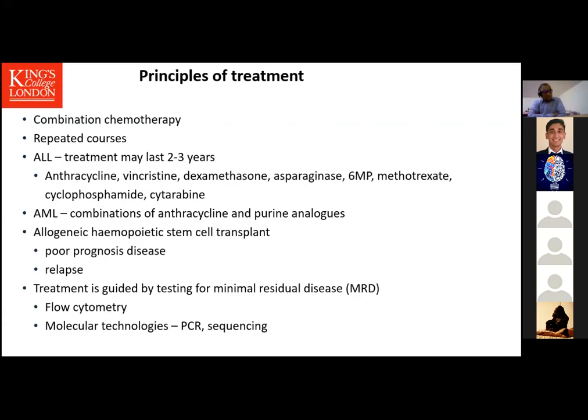It's a combination of anthracycline and purine analogs like doxorubicin and fludarabine. And then the mainstay of the treatment is allogeneic transplantation, because the prognosis generally is poor. It's a poor prognostic disease, and it does have frequent relapses, unless you do a bone marrow transplantation. We have talked about treatment and MRD testing, how we actually follow these patients up.